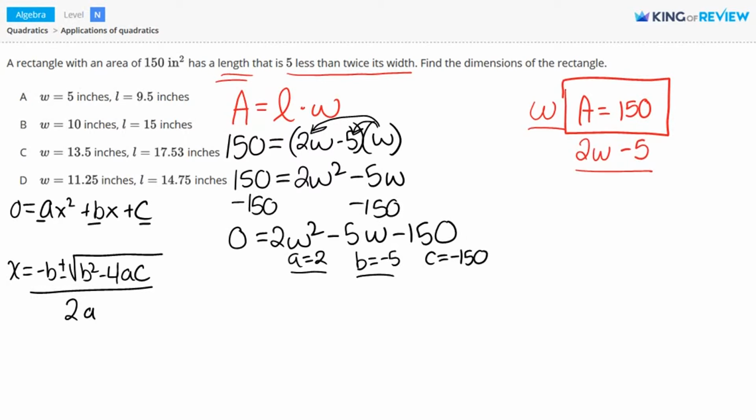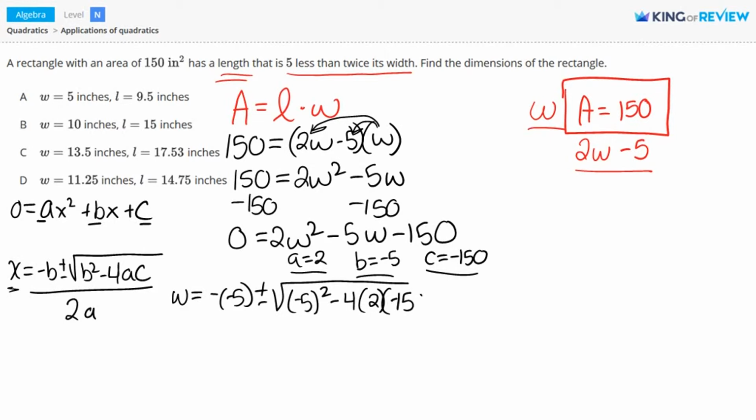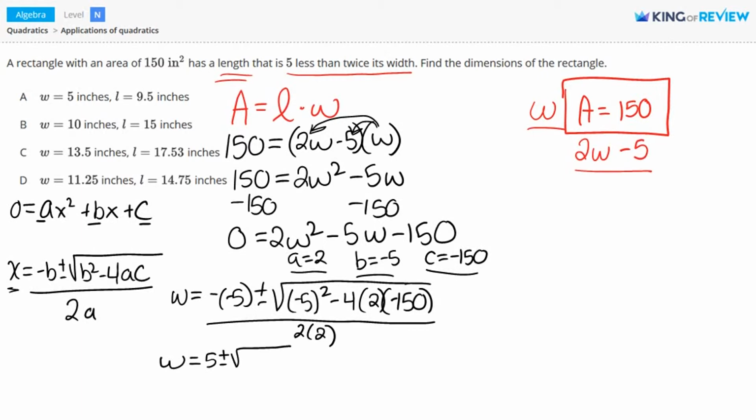Let's substitute these values into the quadratic equation. Now instead of x, we're solving for w. So we have w equals minus a negative 5 plus or minus the square root of negative 5 squared minus 4 times 2 times negative 150, and all of this is divided by 2 times 2. Now let's simplify. We get w equals 5 plus or minus the square root of 1,225, all divided by 4.